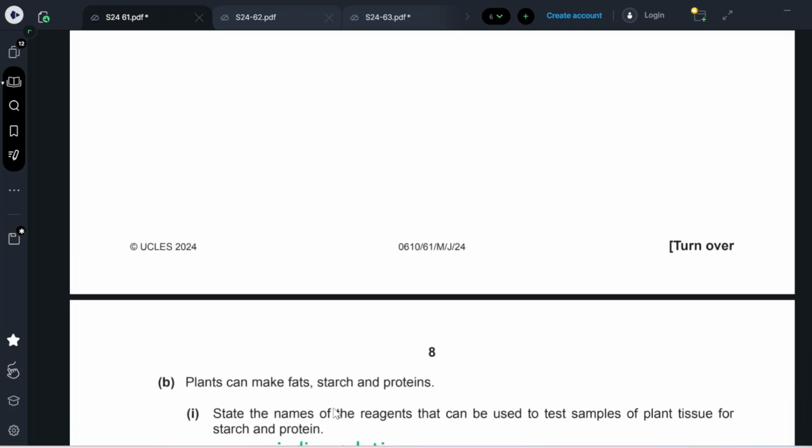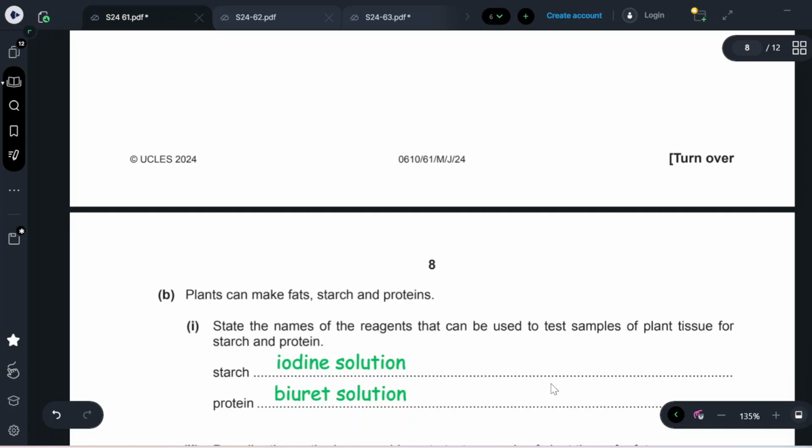The plants can make fats, starch, and proteins. State the names of the reagents that can be used to test the samples of the plant tissue for starch and protein. Food tests are very important. What is the reagent for starch? Iodine solution. What is the reagent for protein? Biuret solution. Starch is iodine, protein is the biuret solution.